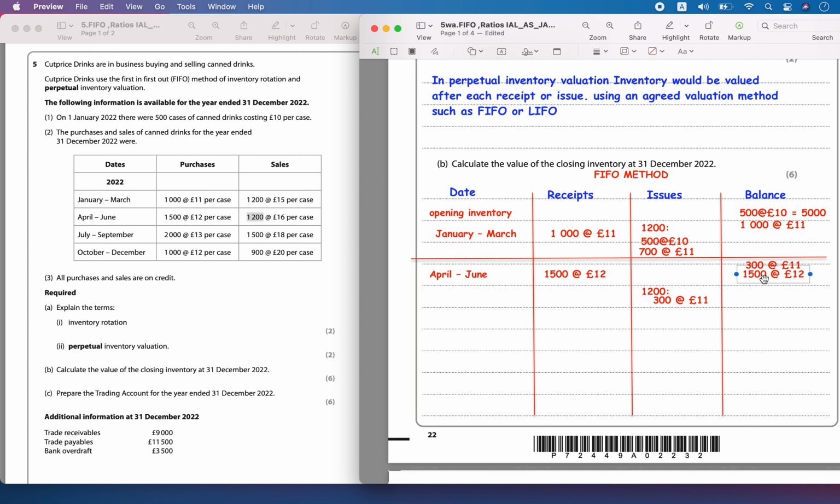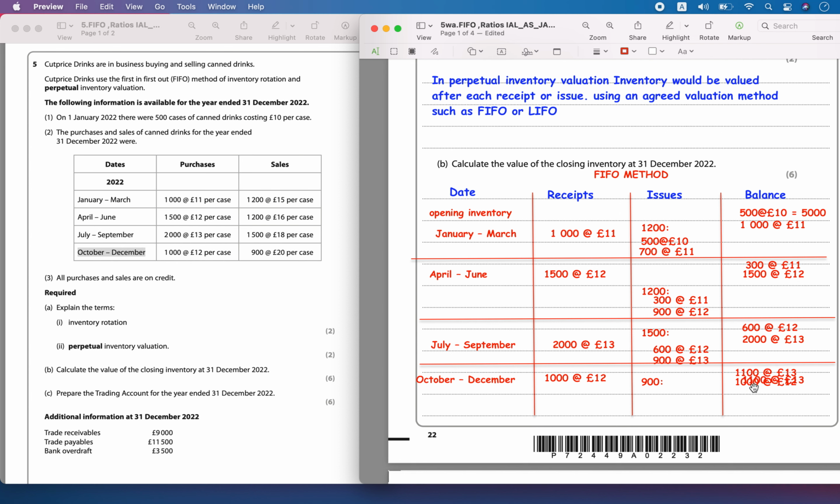Now in October to December, again we can see 1,000 was purchased at £12. Now 900 has to be issued for sales. So 900 will be issued from the 1,100 at the top, at £13. The remaining inventory is 200 at £13, and the 1,000 at £12 is still going to remain.